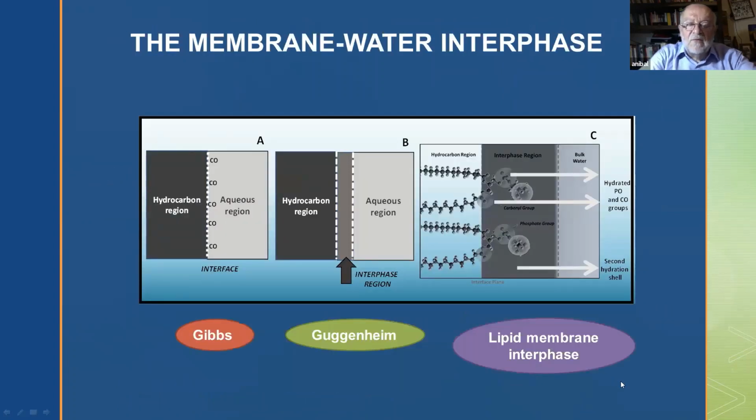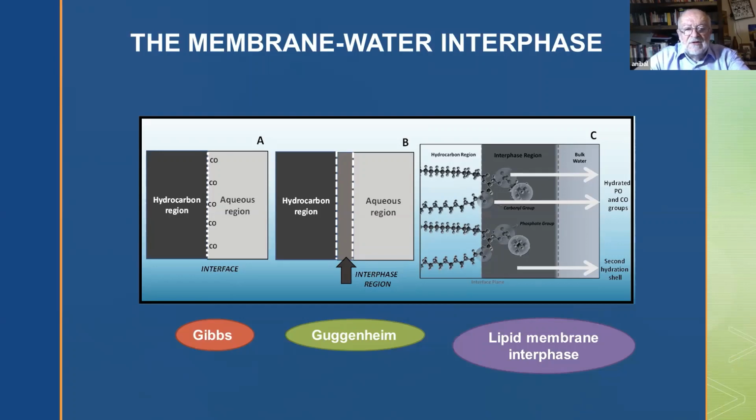In the first place, what we need to define with some precision is what we understand by the membrane-water interface. According to the Gibbs model, the interface is a plane, an ideal plane dividing the hydrocarbon region from the aqueous region, and no details of this interface are given.